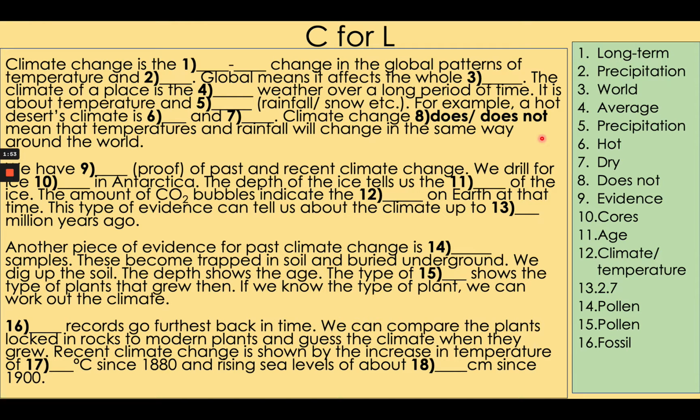Fossil records go furthest back in time. We can compare the plants locked in rocks to modern plants and guess the climate when they grew. Recent climate change is shown by the increase in temperature of about 0.9 to 1.1 degrees since 1880, and rising sea levels of about 21 centimetres since 1900.